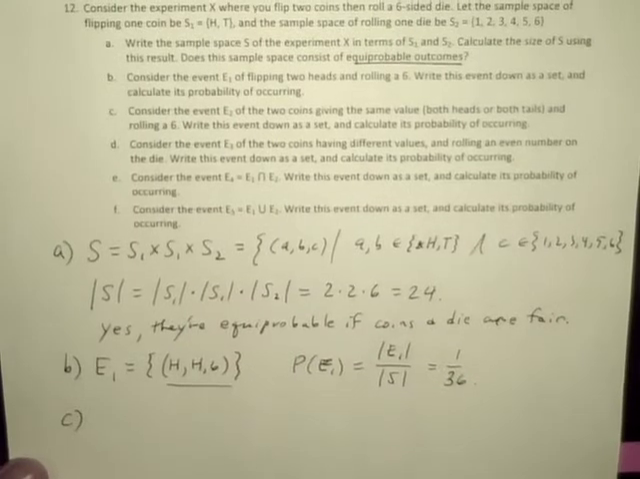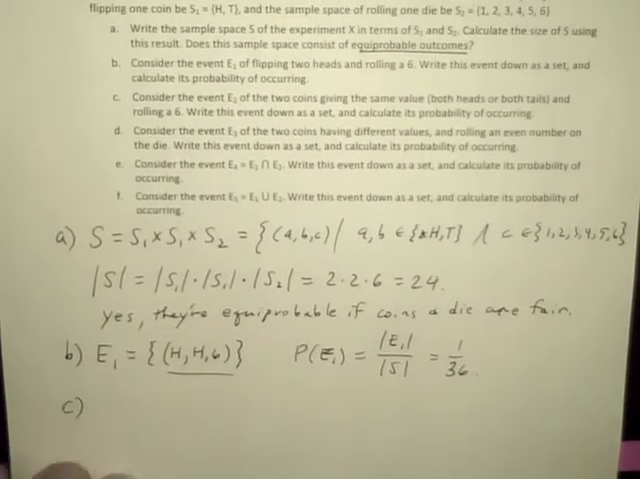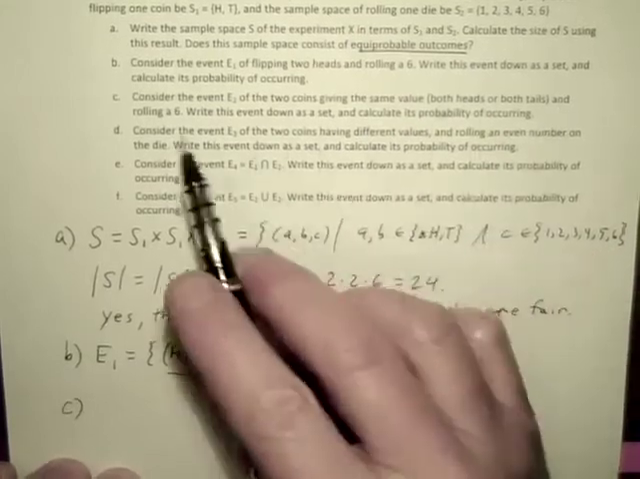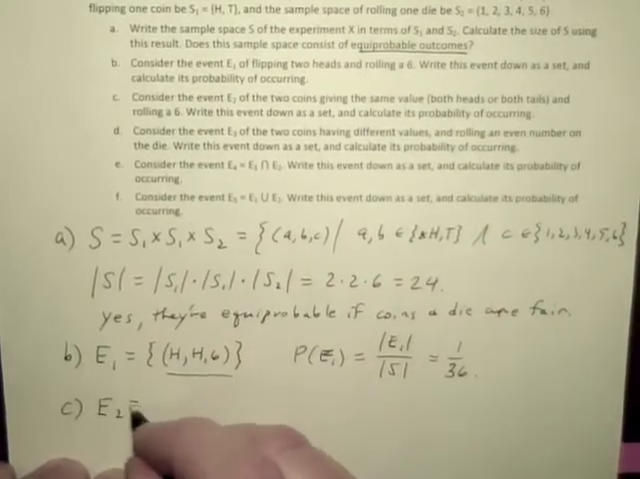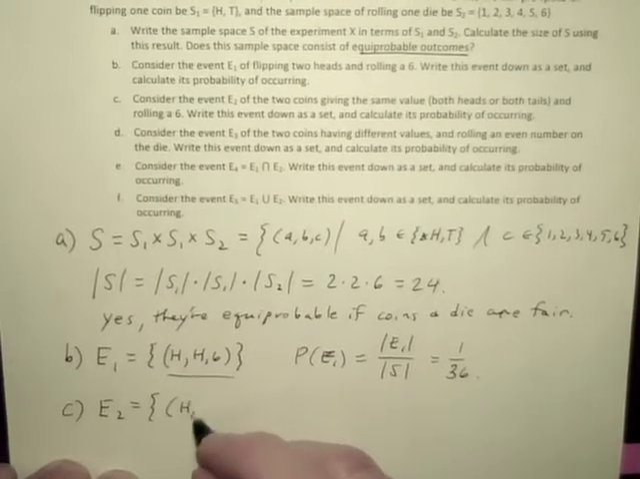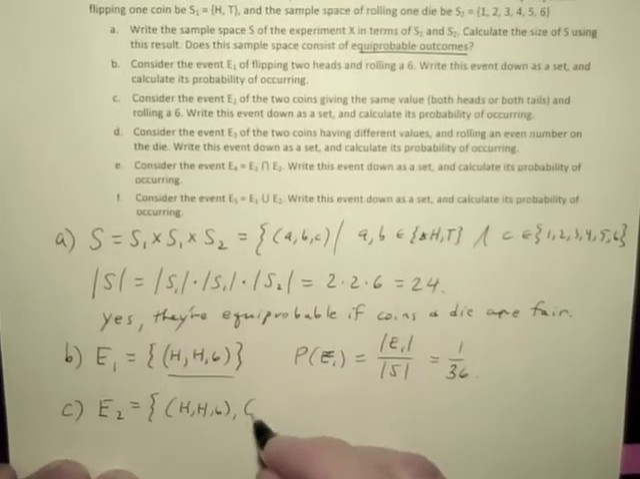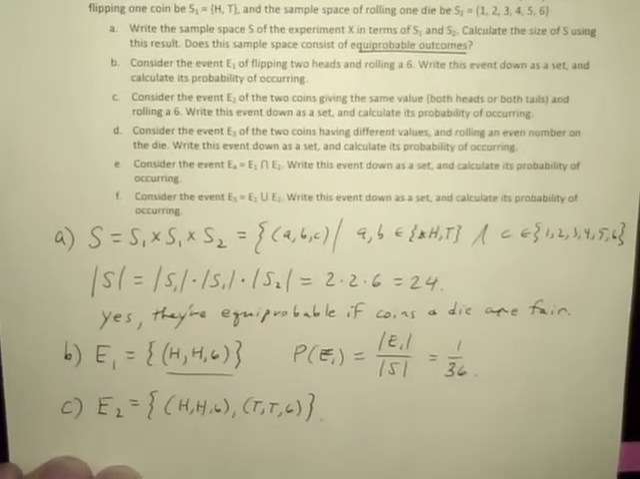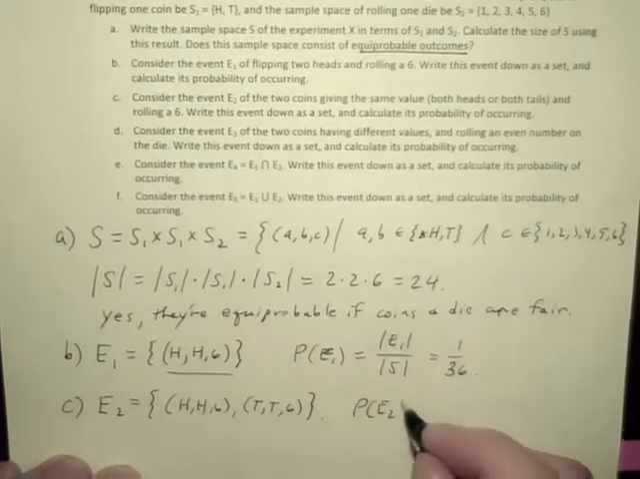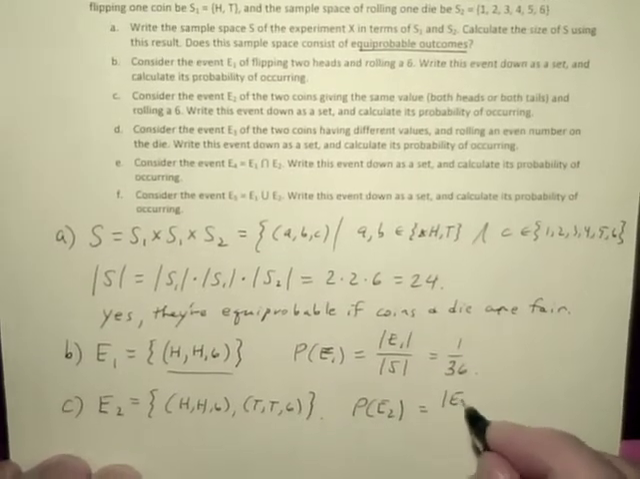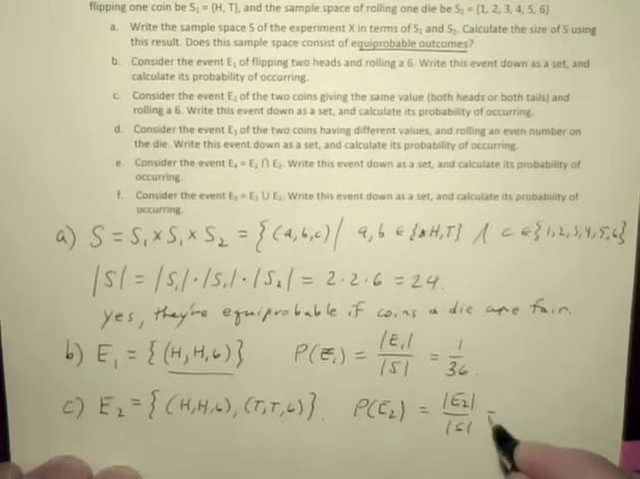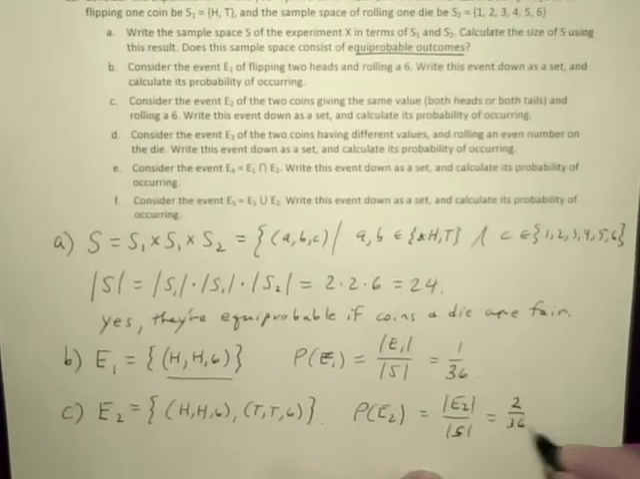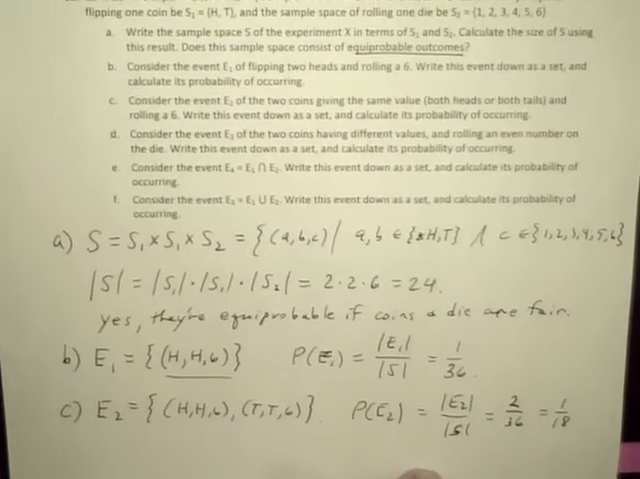For part C, it says consider the event E2 where the 2 coins have the same value and rolling a 6. So either we have HH6 or we have TT6. Okay? And the probability of E2 is its size all over the size of the set S, which is 2/36 or 1/18. Okay?